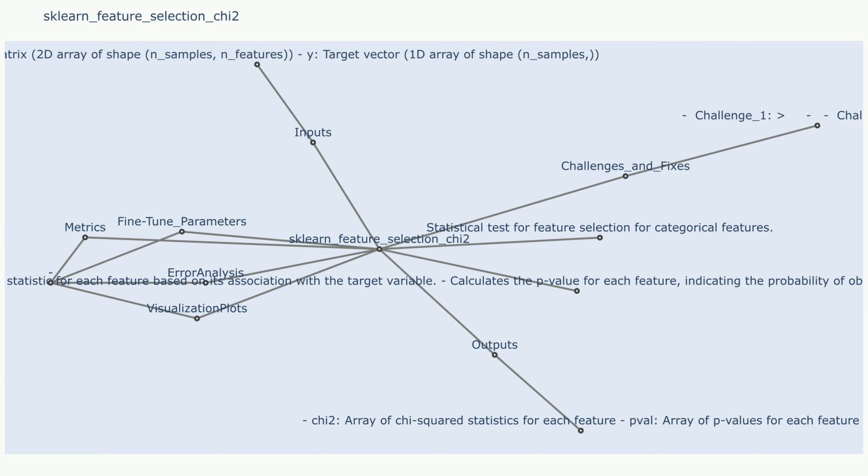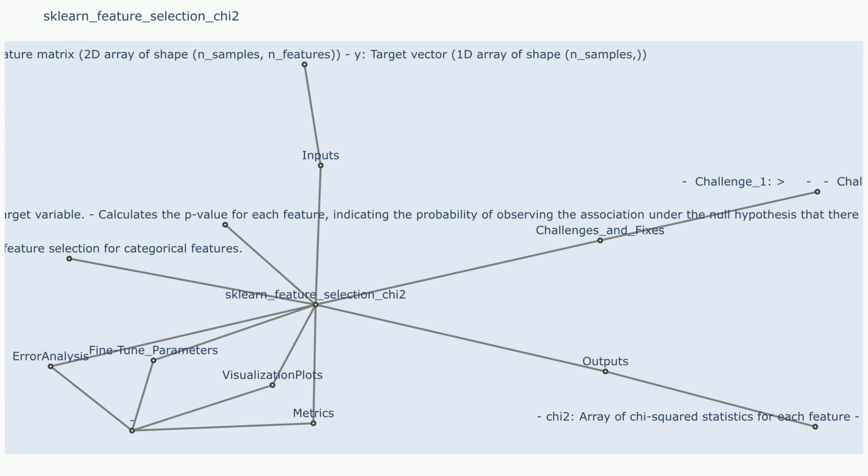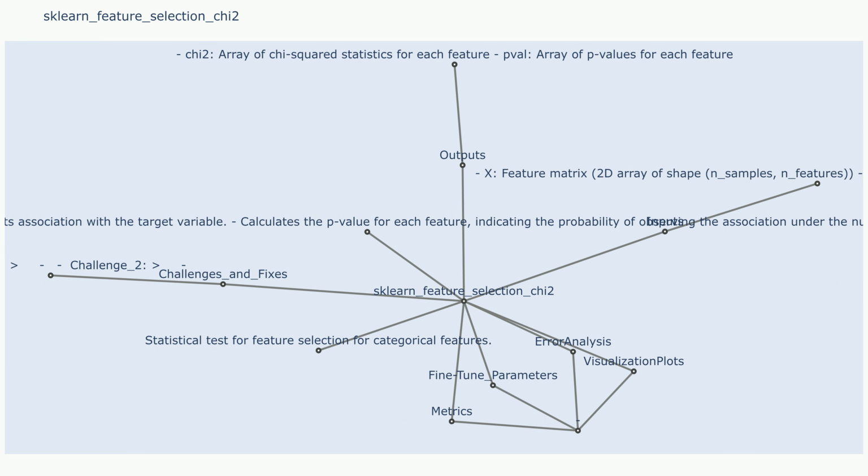Visualizations: heat map of the chi-squared statistics, with features on one axis and target values on the other. Scatter plot of the chi-squared statistics against the p-values. Tunable parameters: none. The chi2 function does not have any tunable parameters. Extensions: confidence intervals for the chi-squared statistics. Bayesian methods to estimate the posterior distribution of the chi-squared statistics.